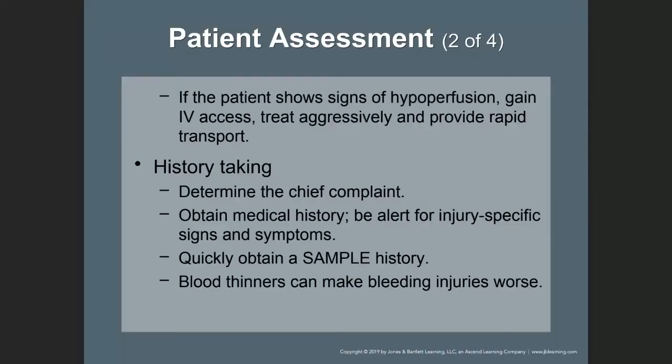After the primary survey or primary assessment, the next phase is going to be history taking. Determine the chief complaint, obtain medical history, be alert for injury-specific signs and symptoms, and quickly obtain a SAMPLE history. Blood thinners can make bleeding injuries worse.